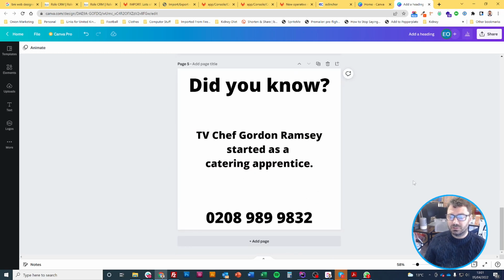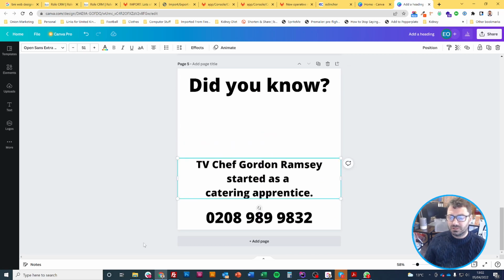So you can see in the original one they're spread out, they're a bit lost. If I was to move this down here, this would almost be appearing to be related to the phone number somehow, but it isn't. It doesn't make sense.